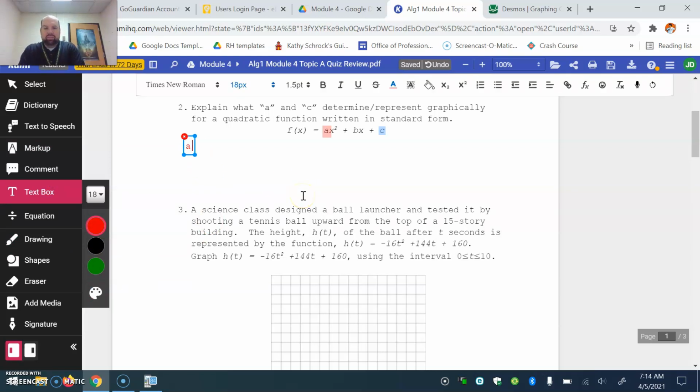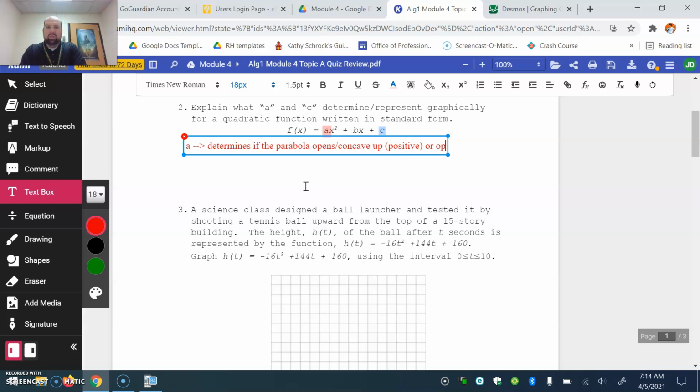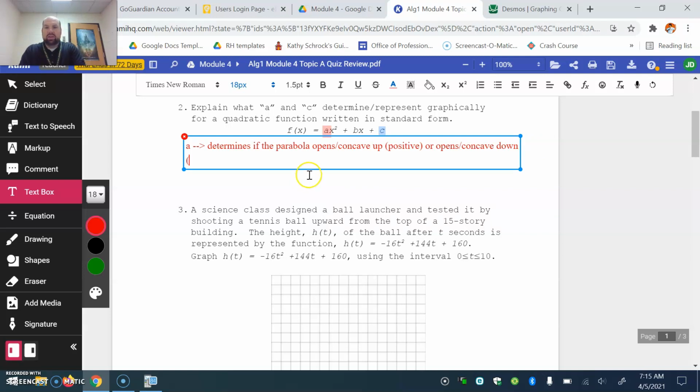A determines if the parabola opens up, concave up, and that's if it's positive, or opens concave, remember that word, concave or concavity, down, and that's if it's negative.